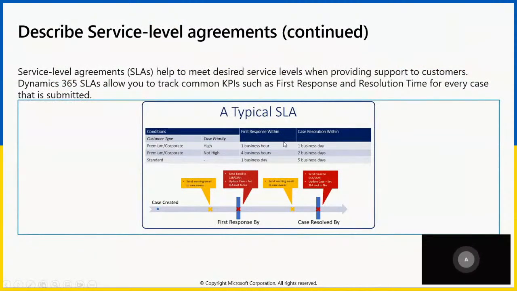There is a typical example that has just been shared here, which is like I explained. It could be type of customer, a premium customer or a corporate customer. Or you could put a case priority of high, or it could be a standard customer with no case priority. And the first response could be 1 business hour, 1 business day, 4 hours, depending on the agreement reached between the two parties.